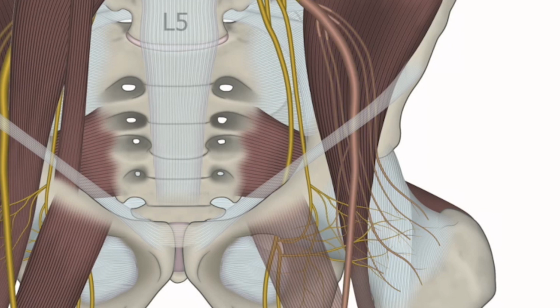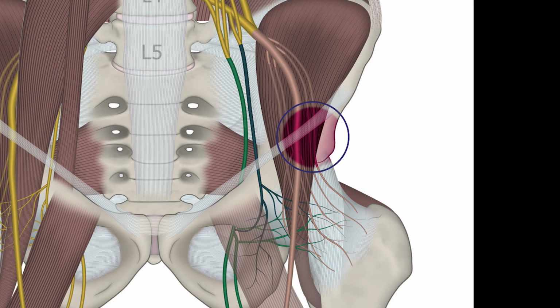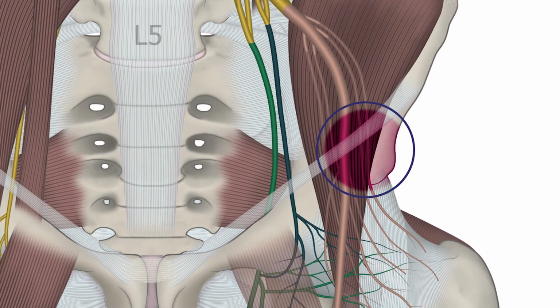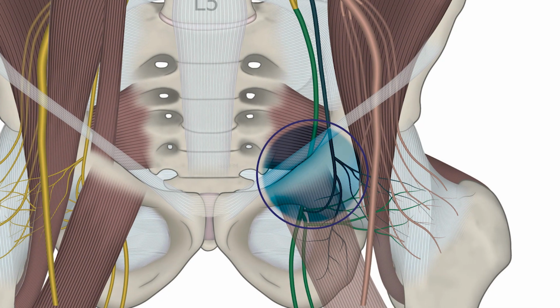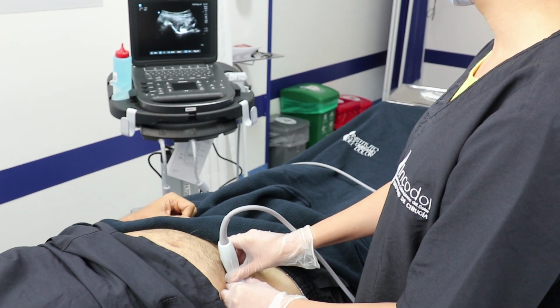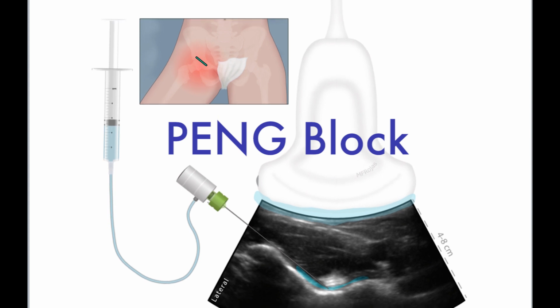Both articular branches of the femoral and the accessory obturator nerves share common anatomical references, deep to the psoas tendon, between the anterior inferior iliac spine and the iliopectineal eminence, which can be visualized using ultrasound imaging. This is the basis for the pericapsular nerve group, or PENG block.